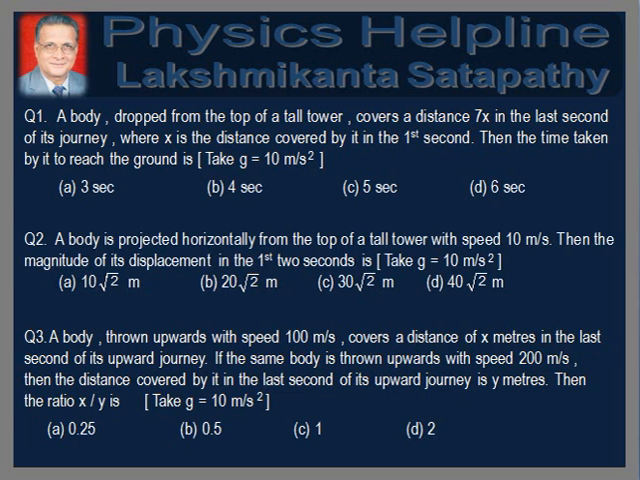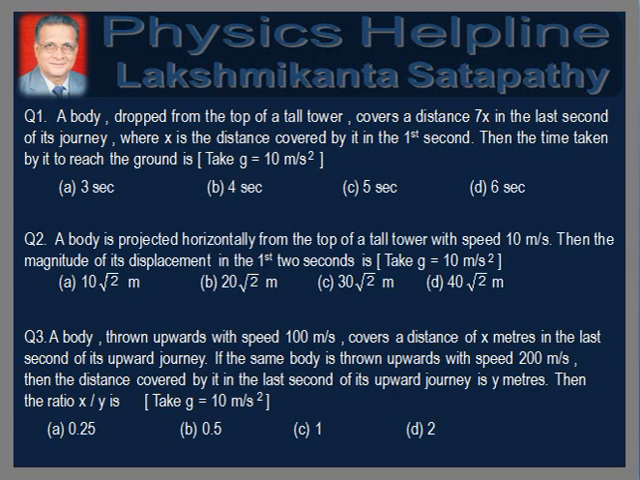Question 2. A body is projected horizontally from the top of a tall tower with speed 10 meters per second. Then the magnitude of its displacement in the first 2 seconds is, take acceleration due to gravity g equal to 10 meters per second square. The options are 10 into root 2 meters, 20 into root 2 meters, 30 into root 2 meters and 40 into root 2 meters.